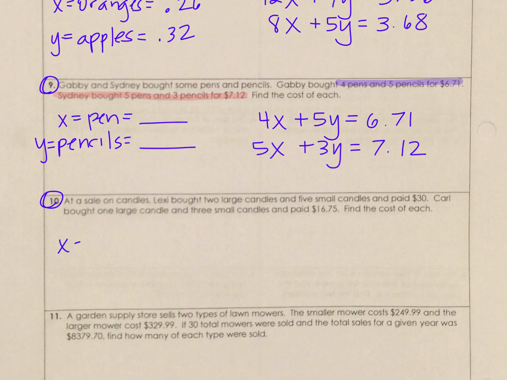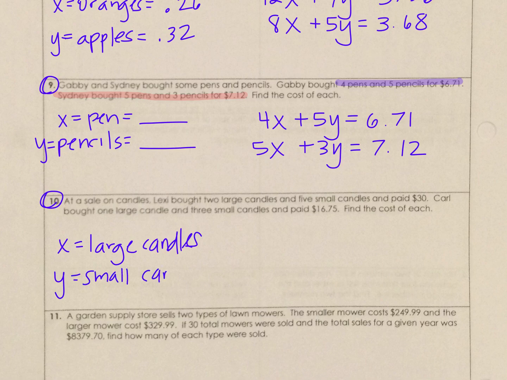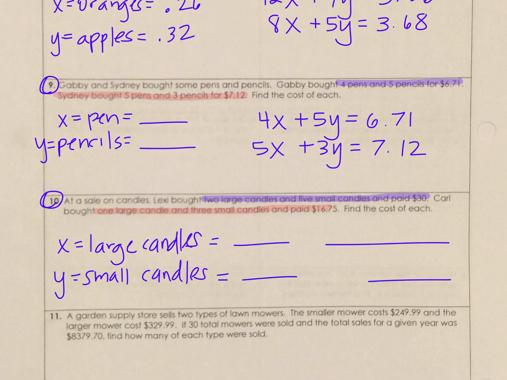You're going to have an X, which will be your large candles, and you'll have Y, which will be your small candles. So your first equation: Lexi bought 2 large candles and 5 small candles and paid $30. So that'll be your first equation. Carl bought 1 large candle and 3 small candles and paid $16.75. Then you will write your equations here and tell me how much each candle cost.